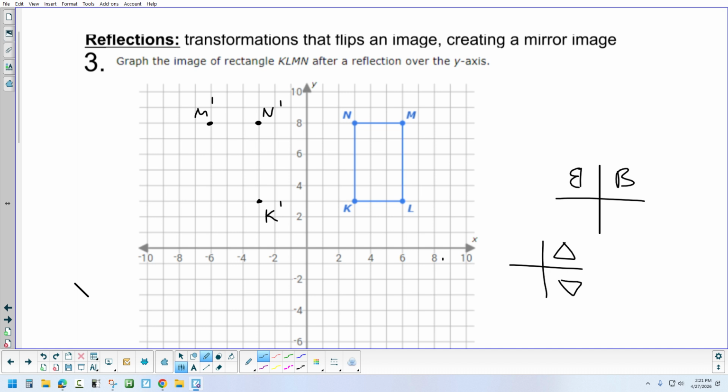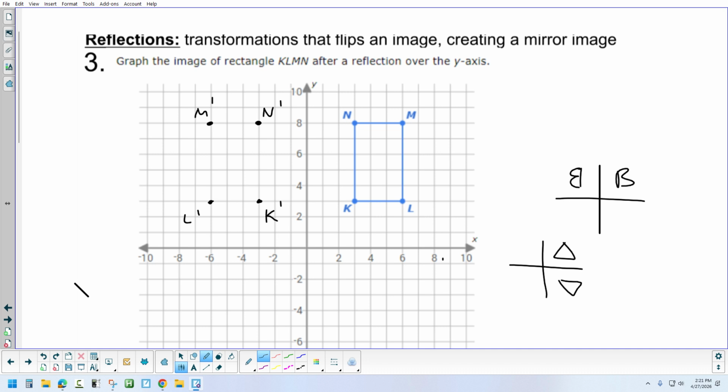And now the last letter we have is L. How many units is L from the y-axis? I got it. 6 to the left. So right now it's 6 to the right, and we're going to make it... Yeah, mirror. Switch. We're going to switch it 6 to the left. Okay.